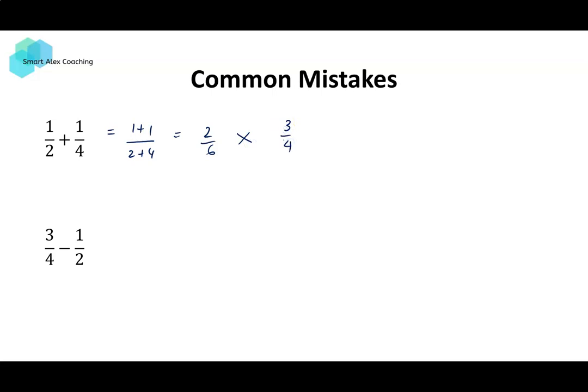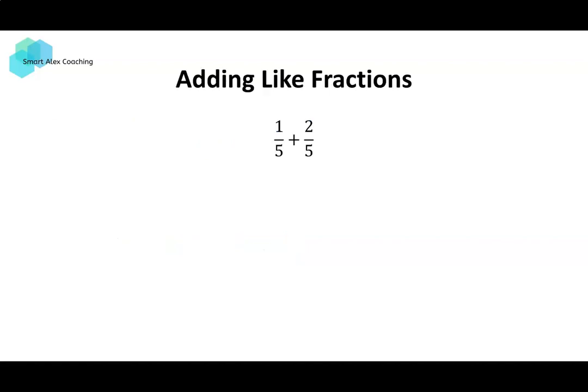Similarly, 3/4 minus a half, students would often subtract the numerators and the denominators to give them the answer of 2 over 2, which is 1. But we know 3/4 take away a half is not 1. The answer is a quarter. So what we're going to look at is why we actually need to convert to a common denominator.